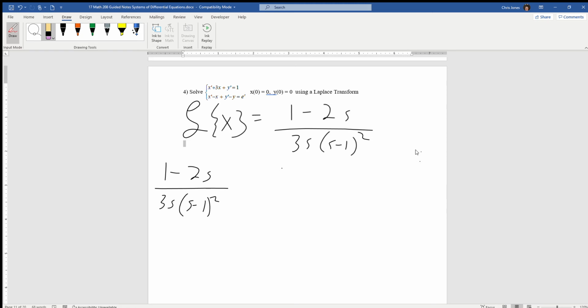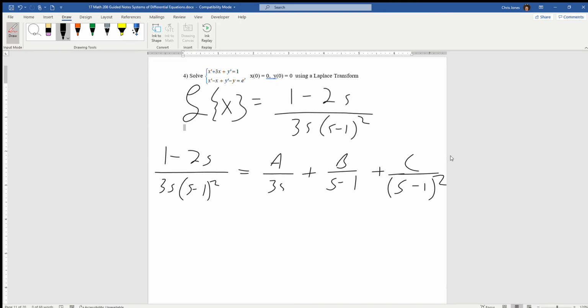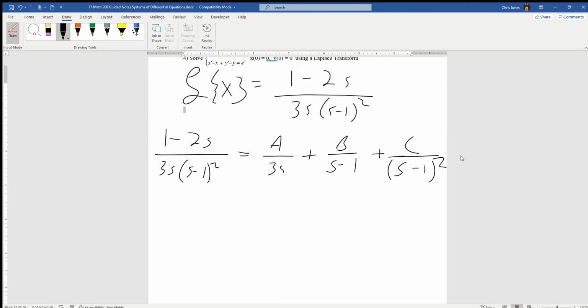So what we're going to do is say that the decomposed fraction is going to be A over 3s plus B over s minus 1, not s minus 1 squared, plus C over s minus 1 squared. So you might remember, for a repeated linear factor, you have to have one separate fraction for each of the different powers. Try to remember that, just in case you might see that on an examination or on your assignment.